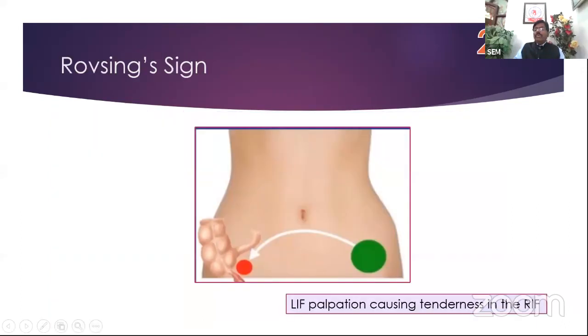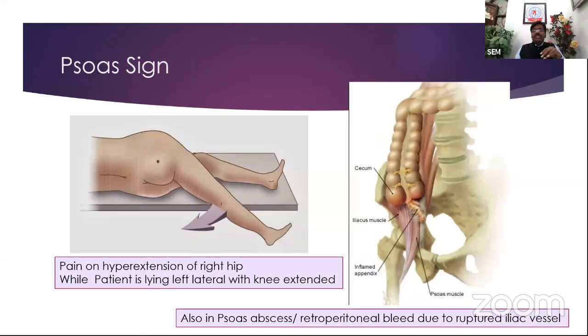guy. Okay. Next sign, important sign, I am sure you all know by this time, is Rovsing's sign. You press on the left iliac fossa, patient perceives pain on the right iliac fossa. You press here, curiously enough, patient says, sir, you are pressing there, but I am getting the pain on the right iliac fossa. This is because nothing but pressure on the left iliac fossa causes shifting of the intestinal loops and causing impinging on the inflamed organ in the right iliac fossa. That's very simple to comprehend.